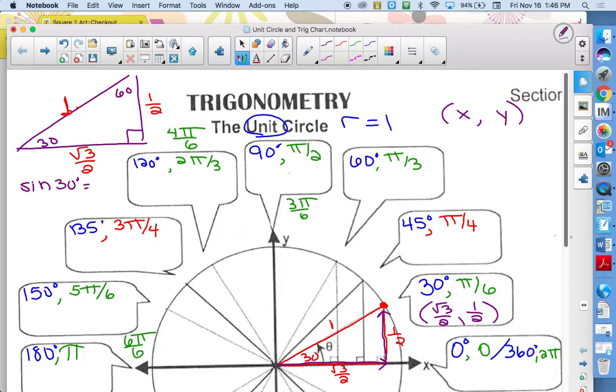Chelsea, if you have a 30-degree angle and I asked you to find the sine of 30 degrees, what two sides of the triangle would you use to find the sine of 30 degrees? The opposite of that. What is the opposite of this triangle? Yeah, the 1/2. The hypotenuse is? What is 1/2 divided by 1? Just 1/2.